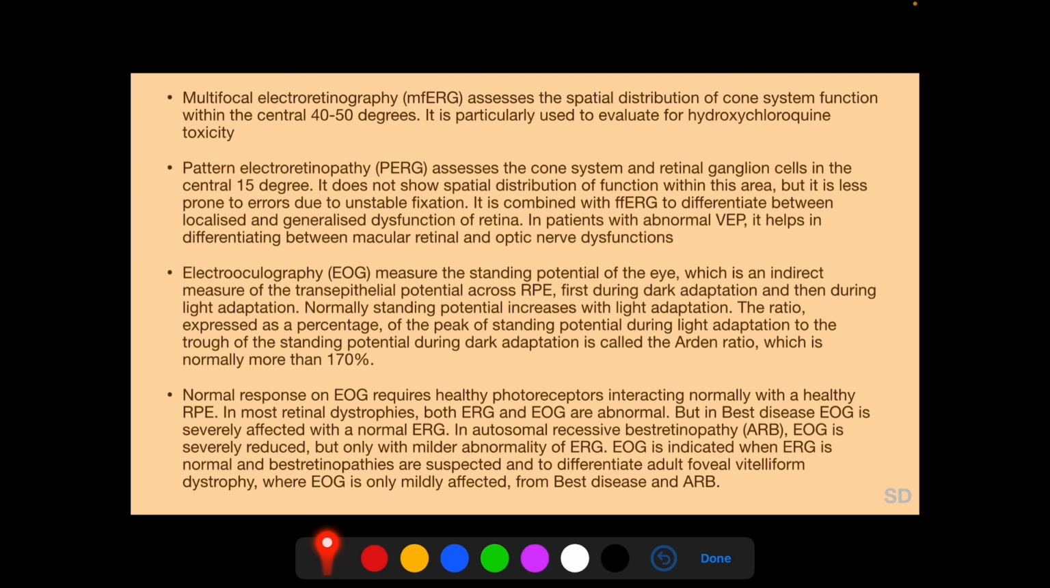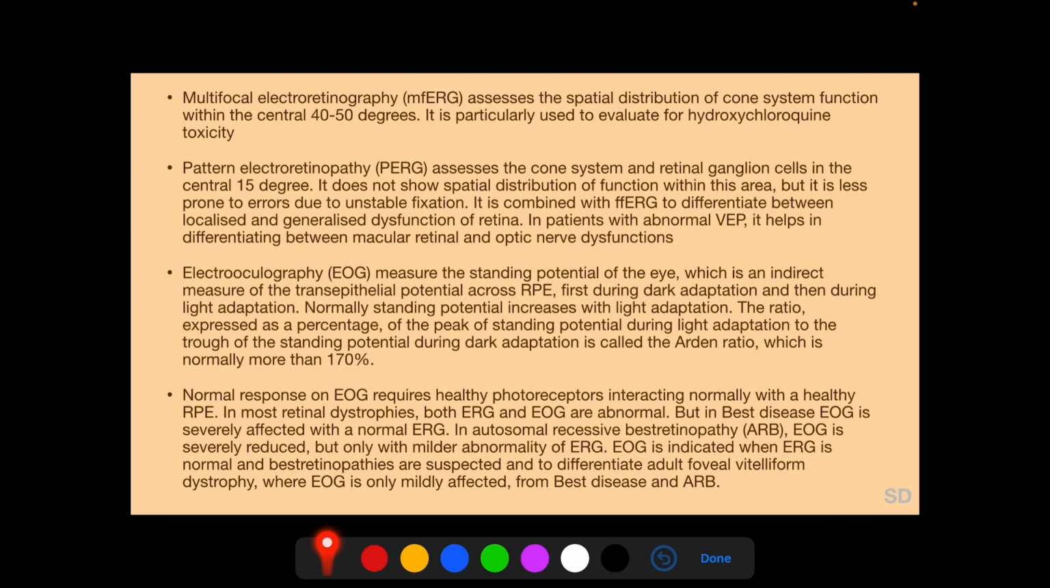Pattern electroretinography assesses the cone system as well as the retinal ganglion cells in the central 15 degrees. It does not demonstrate spatial distribution of function within this area, but it is less prone to errors due to unstable fixation. It is combined with full-field ERG to differentiate between localized and generalized dysfunction of the retina. In patients with abnormal VEP, it helps in differentiating between macular retinal and optic nerve dysfunctions.